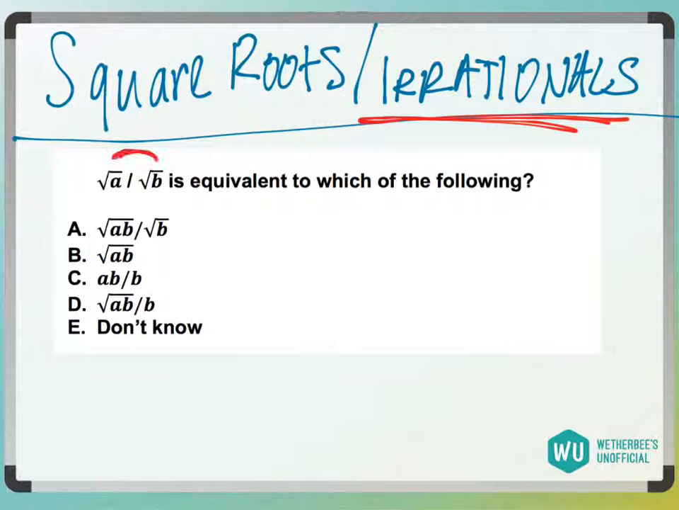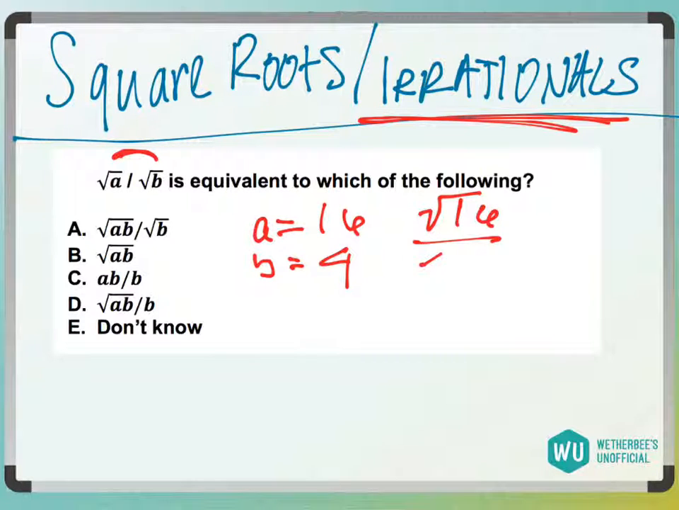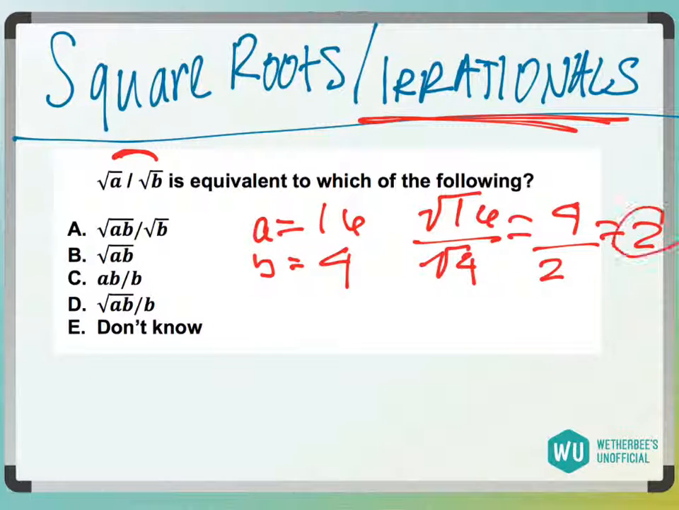I have a over b, so I'm going to make a larger than b and try to make it easily divisible so I don't end up with fractions. It's fine if you end up with fractions, but it's sometimes easier if you don't have to deal with them. So I'm going to make a 16, and b 4, which gives me root 16 over root 4. Root 16 is 4, root 4 is 2, which gives me 2.